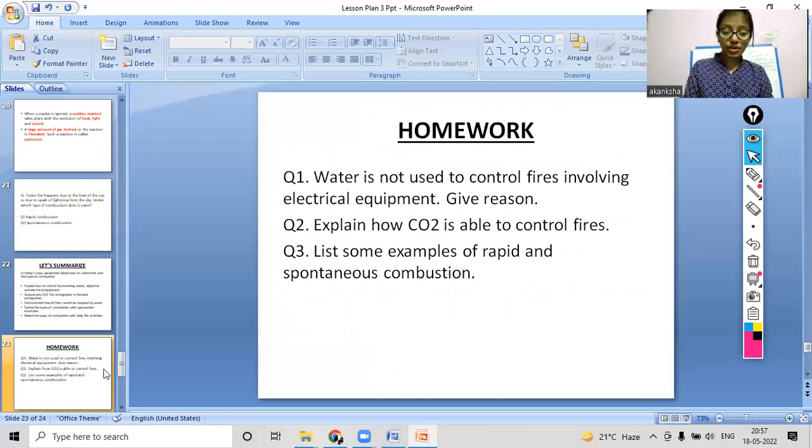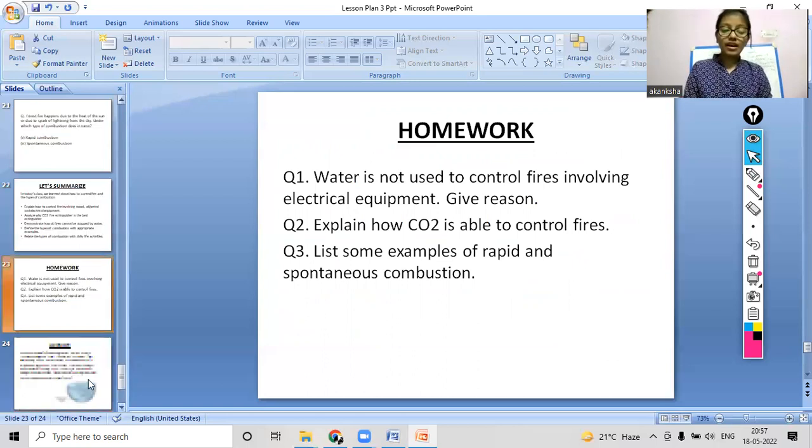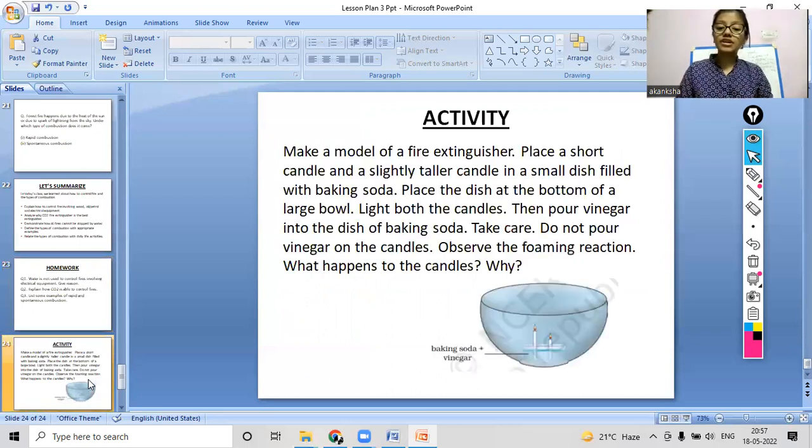These are some of the questions that you have to explain and write the answers to in your notebooks. And coming to the activity, make a model of a fire extinguisher. Place a short candle and a slightly taller candle in a small dish filled with baking soda. Place the dish at the bottom of a large bowl. Light both the candles, then pour vinegar into the dish of baking soda. Take care, do not pour vinegar on the candle. Observe the foaming reaction and what happens to the candle and why.